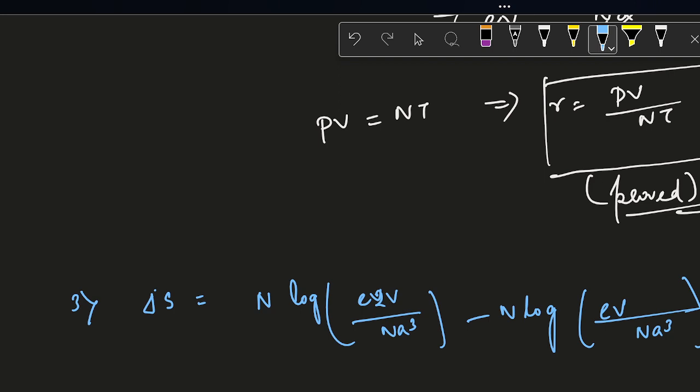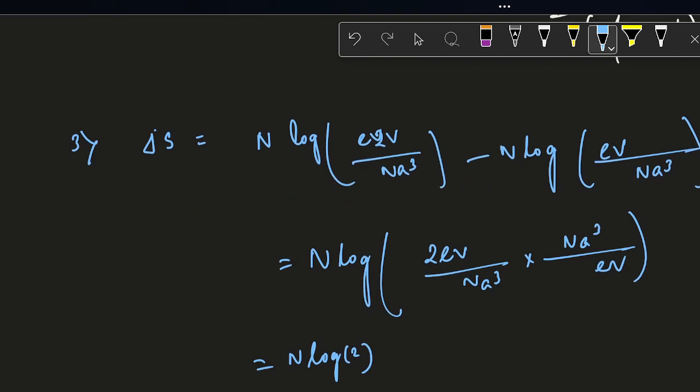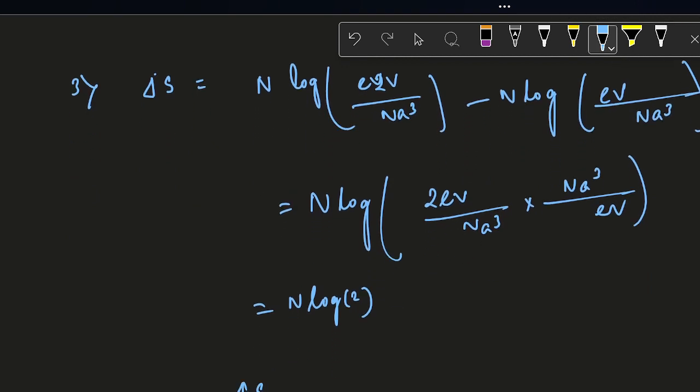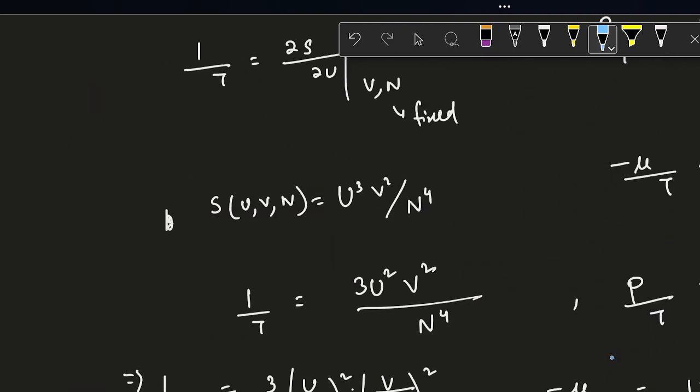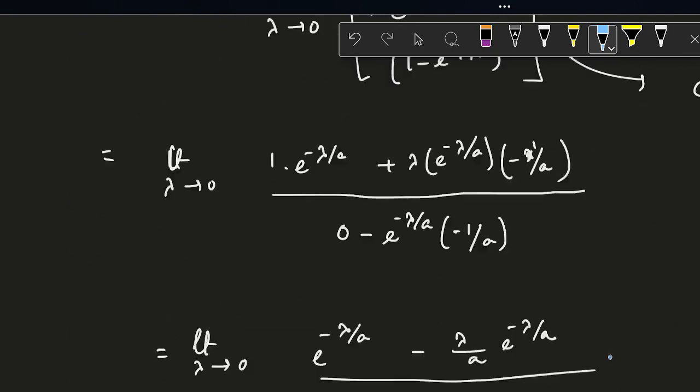So it is 2V by NAQ into NAQ by V. So it is just N log 2. So you get delta S by N, you take N to the other side, is simply log 2. So this is your answer, that the value will be log 2 or ln 2, whatever, for the entropy change per particle.